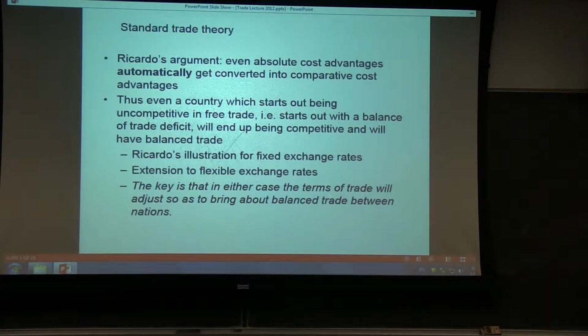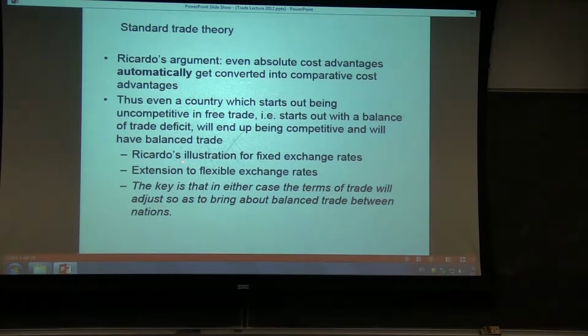Ricardo makes a theory which is quite extraordinary because it takes the Smithian theory we're talking about and stands it on its head. It says it is true that within a nation, absolute cost matters. Whoever's got lower cost will win in competition. But between nations, that's not true. Ricardo says that even a country which starts out being uncompetitive in free trade, which starts off with a balance of trade deficit, will end up having balanced trade in the end.